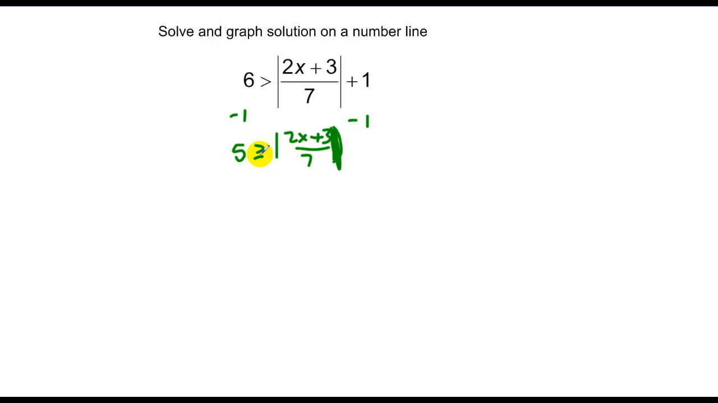Now the mistake on this is to say this is greater, so it's an or problem. The mistake is that you're starting with the 5. You need to start with the unknown quantity first. So the unknown quantity is less than or equal to. So this talks about an and. So what we have is 5 greater than or equal to plus or minus 2x plus 3 over 7. And remember, it's going to be an and problem.